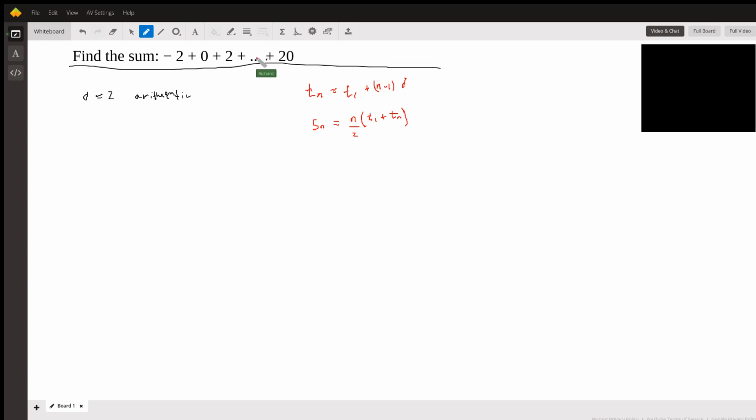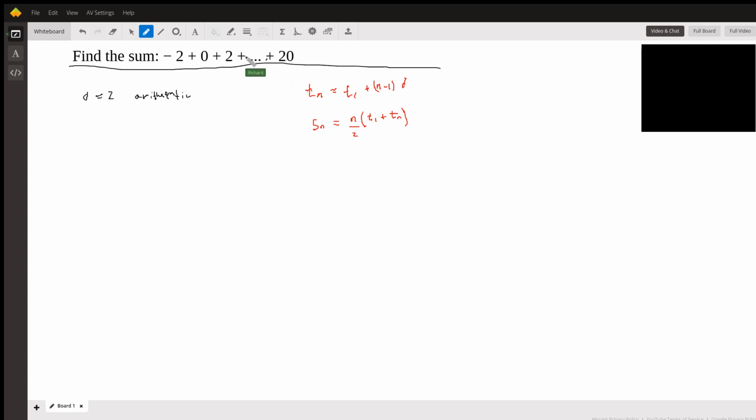So now we're ready to solve the problem. So let's go ahead and solve. I'm just going to make a note here that t sub 1 is negative 2. That's the first term. This is t1, term 2, term 3, and t sub n is going to be 20. But we don't know what n is.